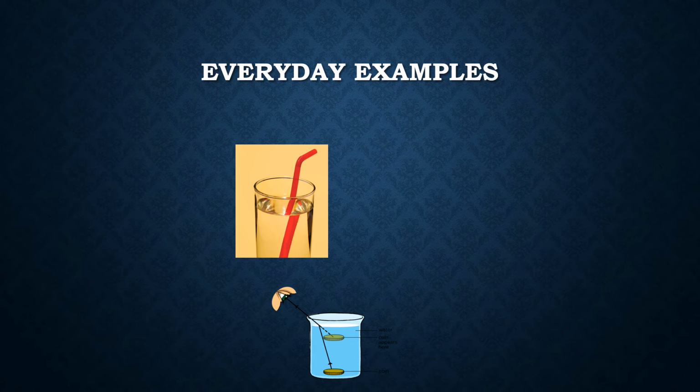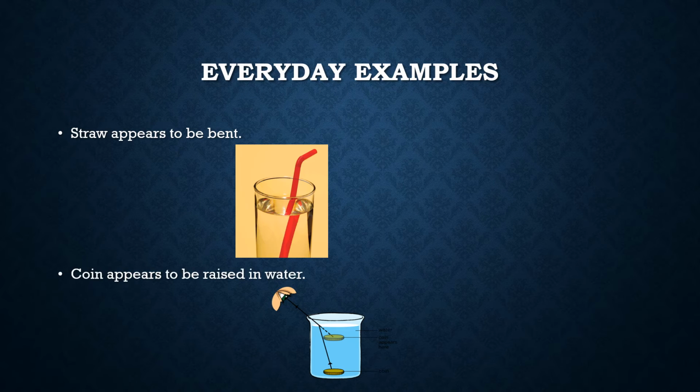Let us look at some everyday examples of refraction of light. When you look at a glass of water with a straw in it, you can see that the straw appears to be bent. Even if you put a coin inside a glass of water and look at it from above, you will see that it appears to be raised higher than its actual depth. All this happens because of refraction of light.